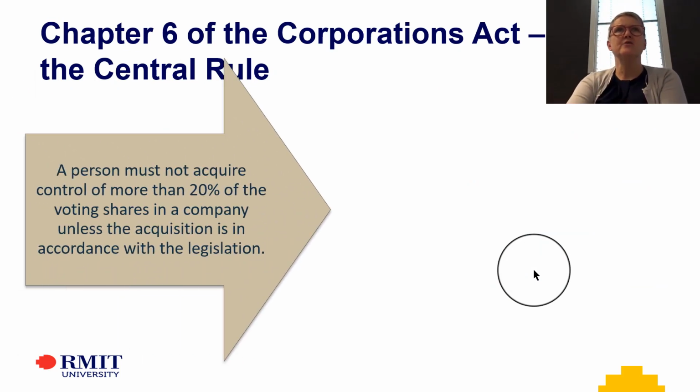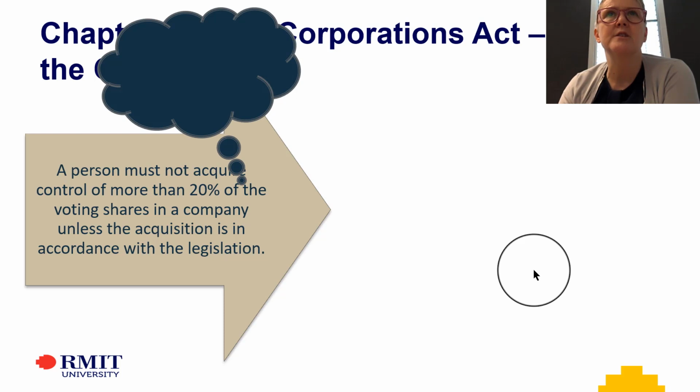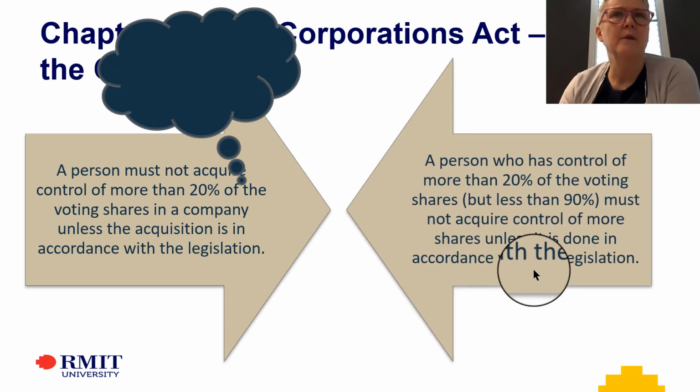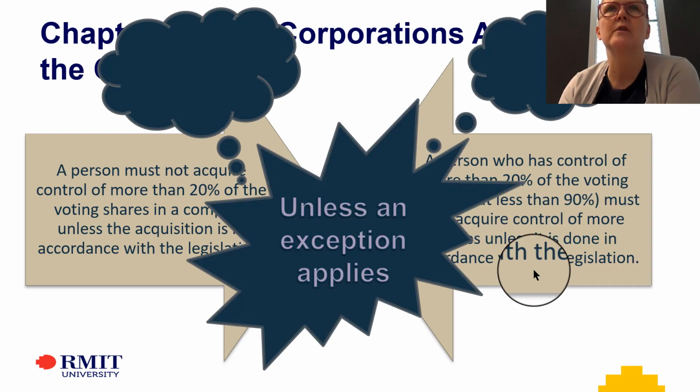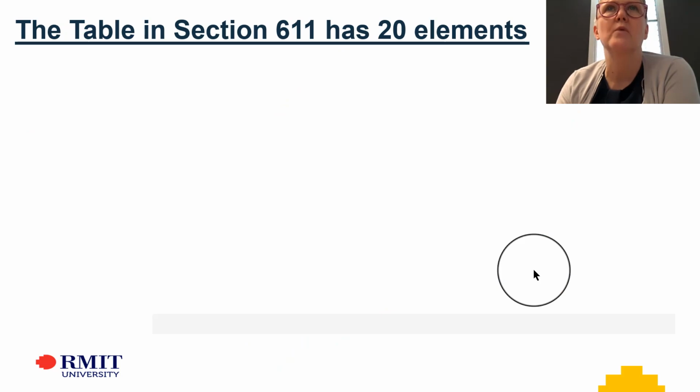So the central rule, actually this is all going to say the same thing. You can't acquire more than 20% unless the acquisition is in accordance with the legislation, unless an exception applies. So we've spoken about this already.